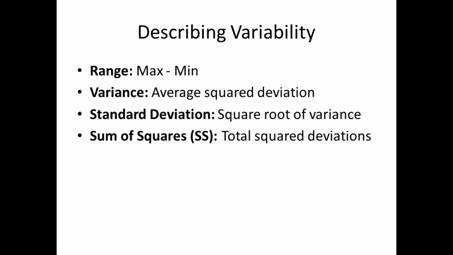Describing variability. Variability shows how spread out the data is. Range equals max minus min, that is, maximum value minus minimum value. Variance means the average of squared differences. Standard deviation is the square root of variance. Sum of squares is the total of squared deviations.